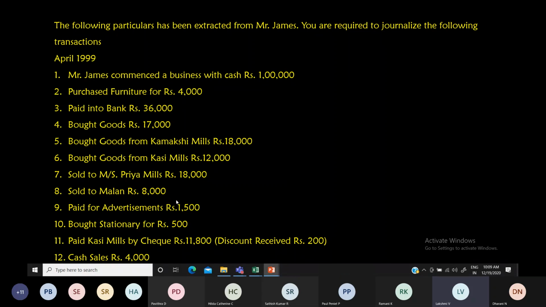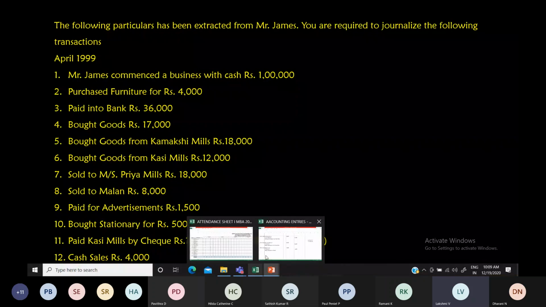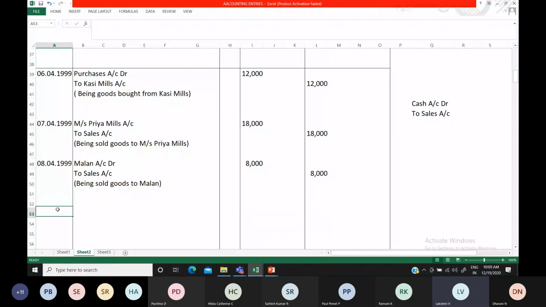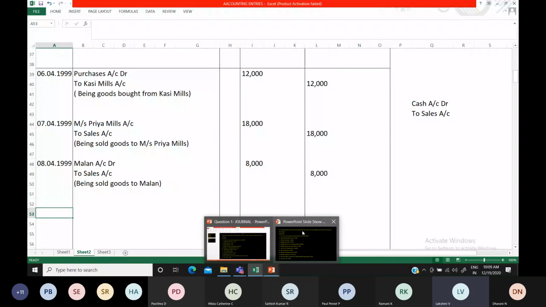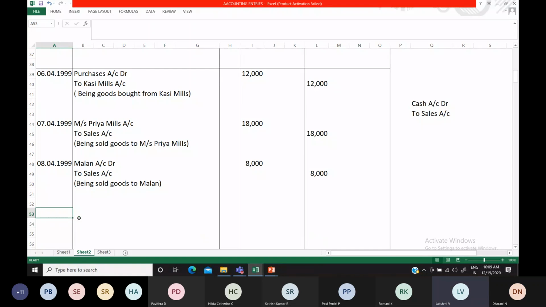Unless it is given by check, only then should you credit the bank account. Otherwise, to cash account only you have to credit. So paid for advertisement rupees 1,500. So you make a note of it. What is the date actually? On 9th, it is 9th paid for advertisement.